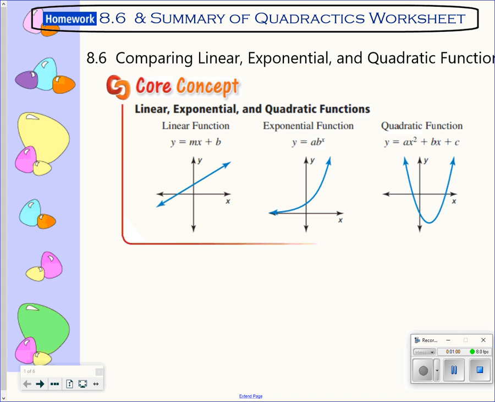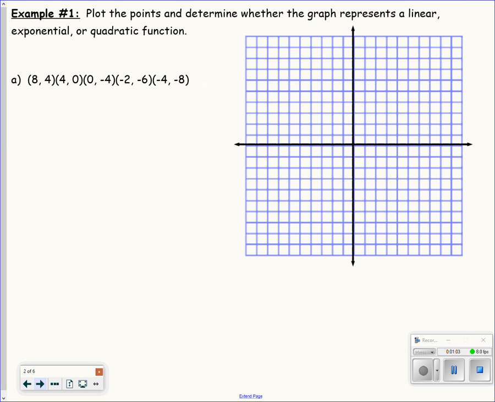So when I am looking at points and I'm going to graph them, I'm going to determine whether the graph is linear, exponential, or a quadratic. So I'm just going to graph all of those points. The points 8, 4, 4, 0, 0, negative 4, negative 2, negative 6, and negative 4, negative 8. Looking at these, they kind of look like they make a straight line, which they do, which makes this linear. So just determine whether the points are linear, exponential, or quadratic.